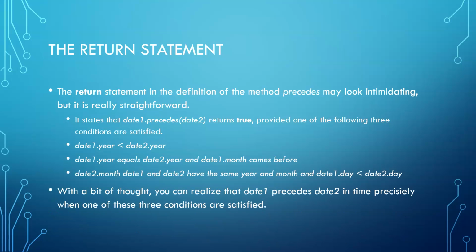So with a bit of thought, we can realize that date1 precedes date2 in time precisely when one of these three conditions is satisfied. It all has to do with what kind of value is being plugged in. Because if it's just the month and day, we don't really care about those. We want to start by looking at the year. Because if the year is different, well, we can just look at the years. But if the years are the same, then we've got to look at the month. If the months are the same, then we've got to look at the day.